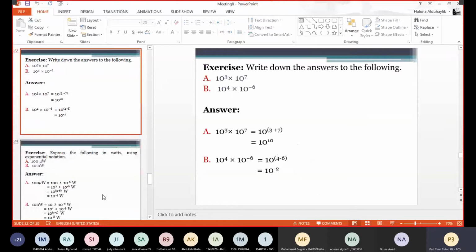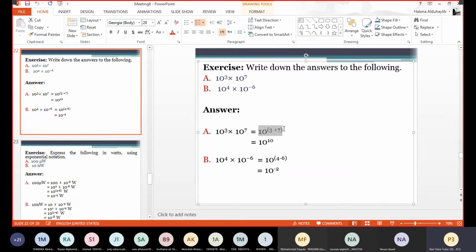I hope you are good in math. So here, write down the answers to the following. We have 10 power 3 multiplied by 10 power 7. We need to add the powers together. So we get 10 power 3 plus 7, and this gives me 10 power of 10. Then we have 10 power 4 multiplied by 10 power minus 6.